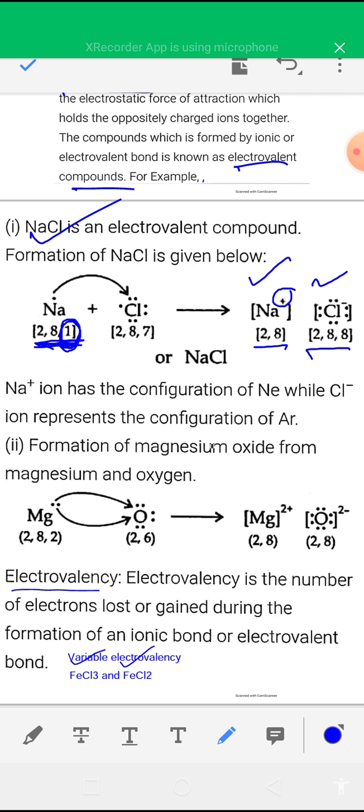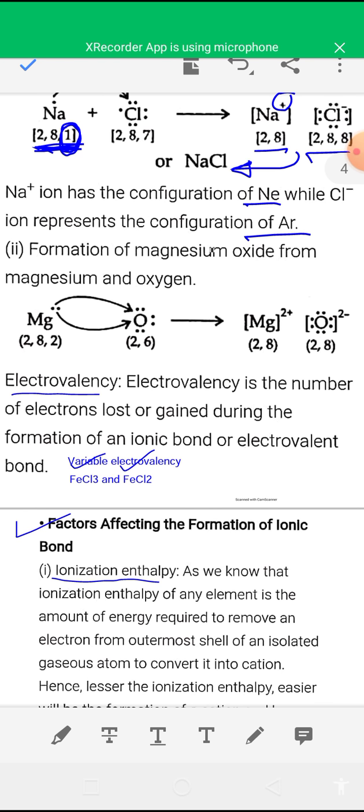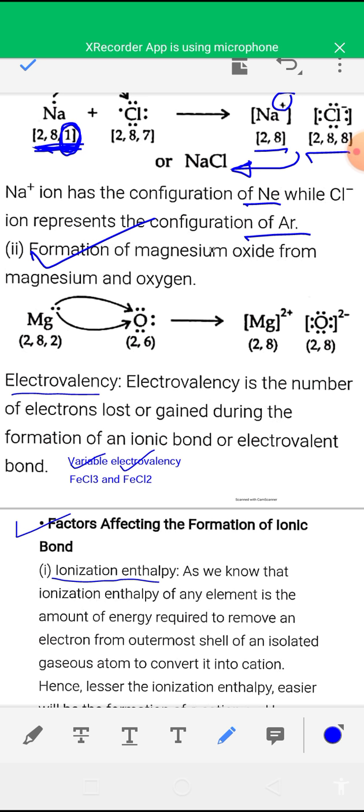After formation of cation and anion, they combine. Due to strong electrostatic force of attraction between Na+ and Cl-, they join together to give NaCl, sodium chloride. In this compound, Na+ has the electronic configuration of noble gas neon and Cl- represents the electronic configuration of argon. One more example is the formation of magnesium oxide.